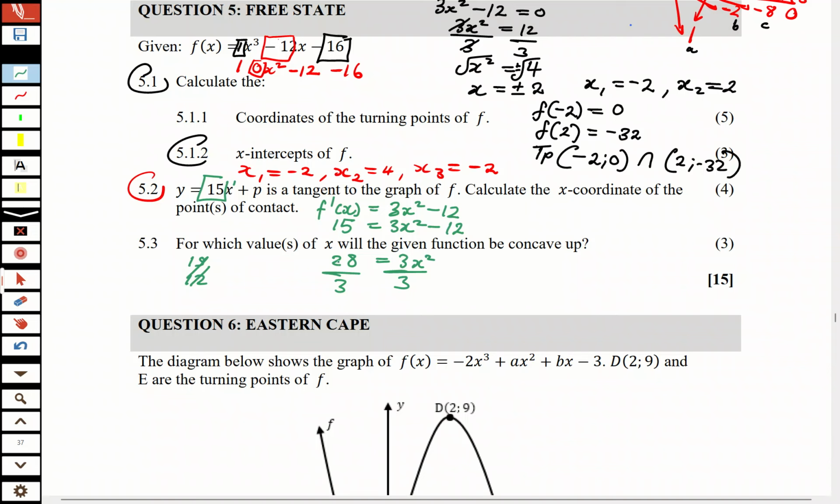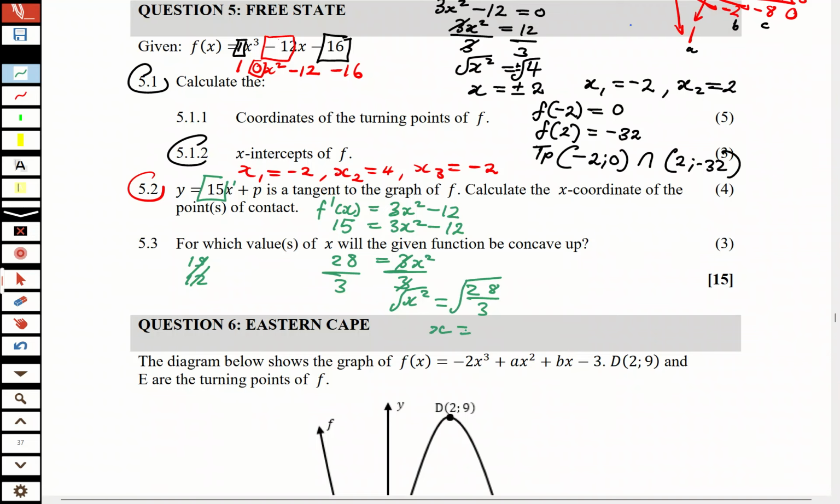Eish, I forgot that 2 is an even number and 8 is an even number, but 3 is an odd number. So, sorry for that, guys. So this is x squared, it's just 28 all over 3. So you simply take the square root both sides.